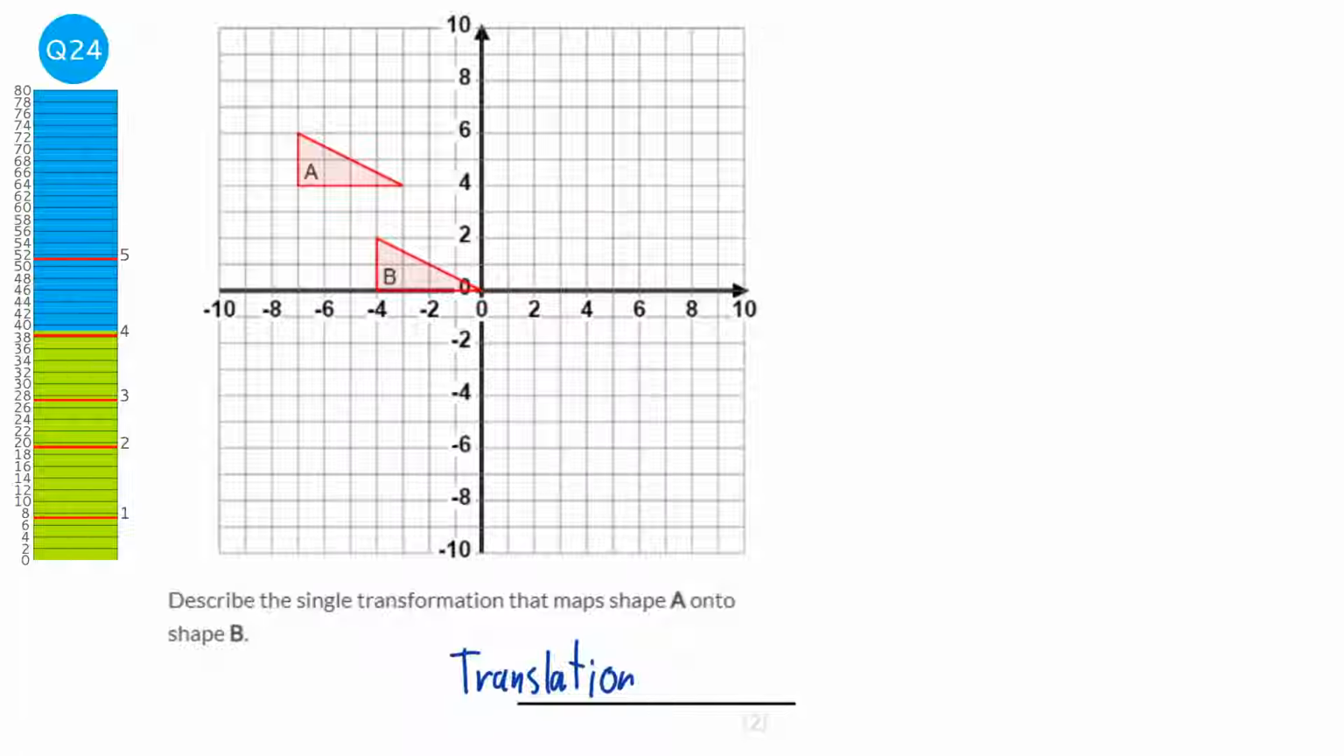And for a translation, we need to find out how far right they've gone and how far up they've gone. So we pick a point that we know on both shapes, and I'm going to pick the top left, and we count how many jumps we jump to the right. So 1, 2, 3. So we do 3 jumps to line it up with the other one. So there's a 3 at the top to say 3 to the right, and then we count how far up we have to go. So 1, 2, 3, 4.